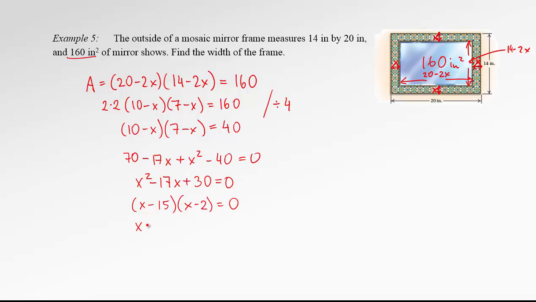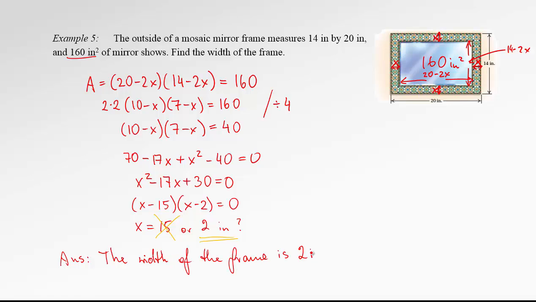That means that our width x could be 15 inches or 2 inches. Which one would work? What do you think? Well, since the overall width of the whole picture is barely 14 inches, we can't have the width of the frame be 15 inches. That's basically too large. That's why we have to exclude it. It's not suitable for geometrical reasons in this problem. So our answer is just 2 inches. Let's give the formal answer. The width of the frame is 2 inches.